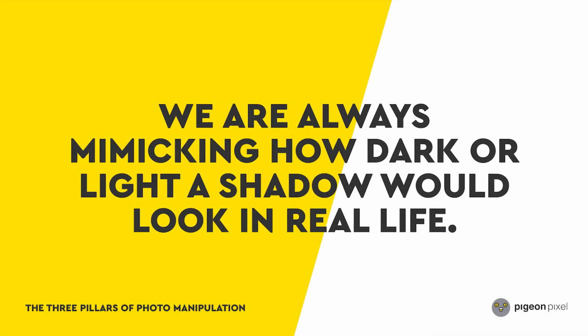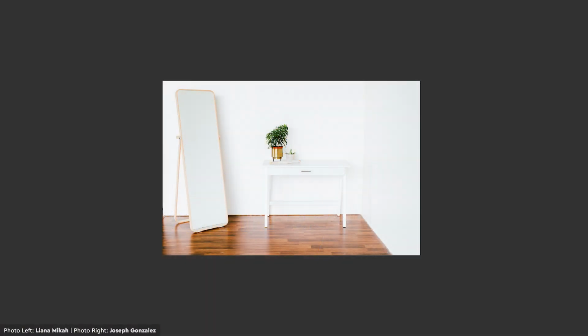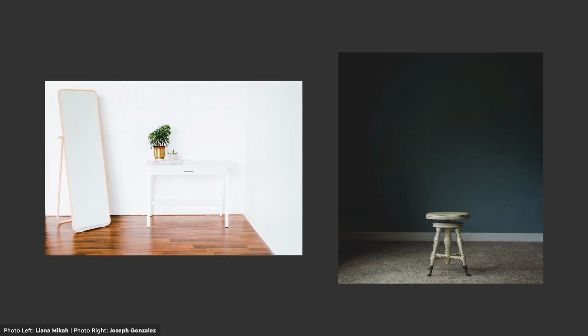It's crucial to keep in mind that we are always mimicking how dark or light a shadow would look in real life. For example, if ambient light bounces off a white wall, most of it reflects back because white is the most reflective color. The result is light shadows. On the other hand, if light bounces off a dark wall, less of it reflects back. This is because black is the least reflective color, and therefore the shadows would be darker. If this sounds a bit complicated, don't worry, I will show you what I mean soon.